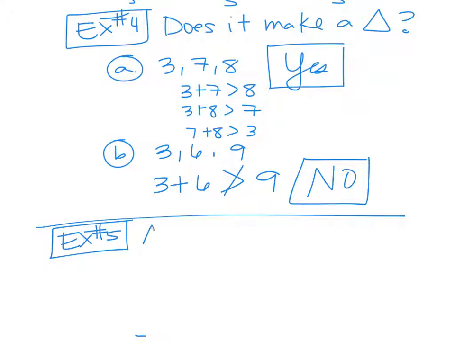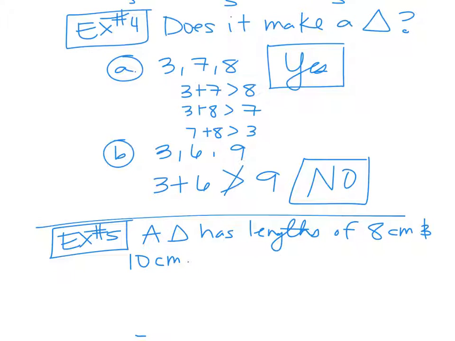If I tell you a triangle has lengths of 8 centimeters and 10 centimeters, what are the possibilities for the third side?